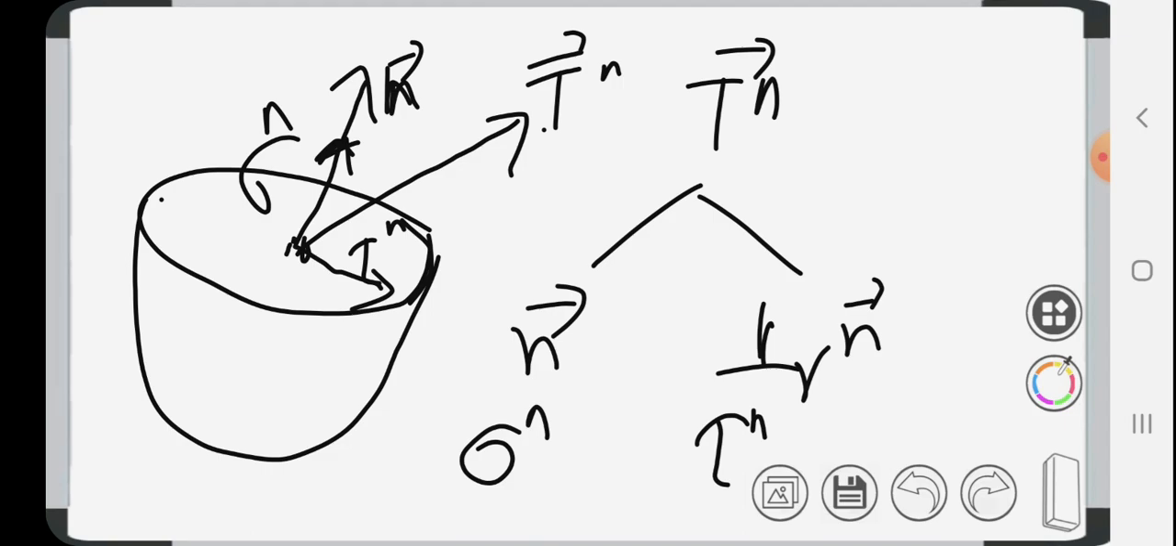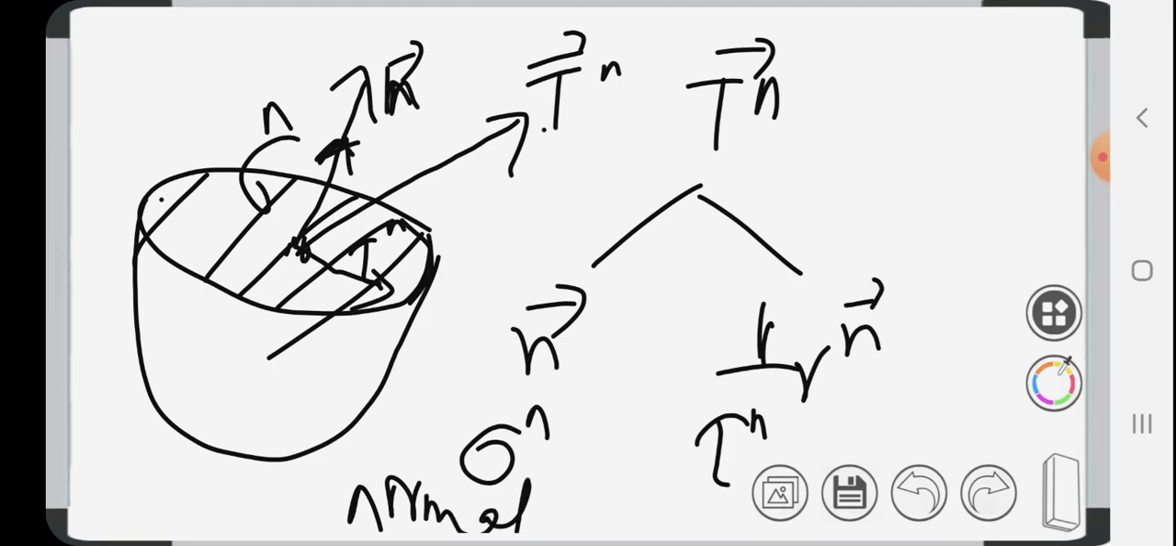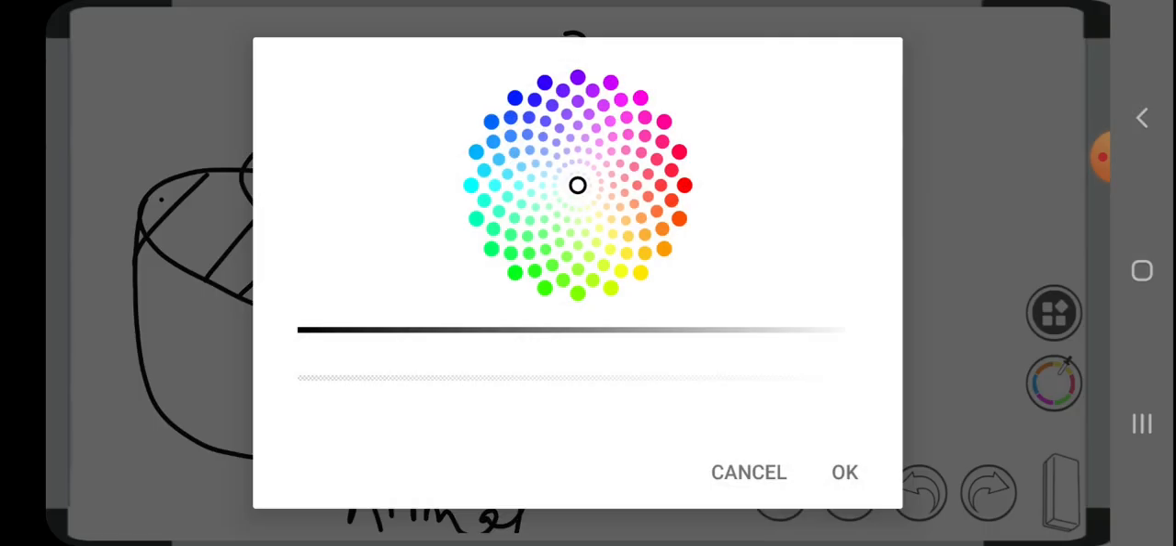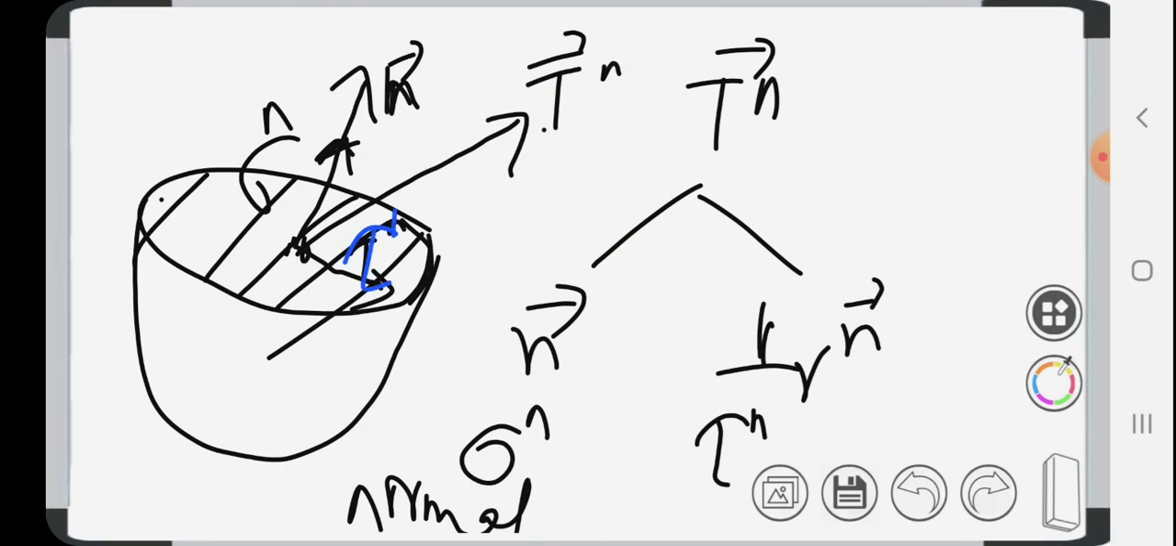So the stress sigma n is acting perpendicular to the plane. Perpendicular to the plane means it is parallel to the outward normal. That is why that component is known as the normal component. So tau n is acting parallel to the plane, or perpendicular to the outward normal. So this is known as the shear component.